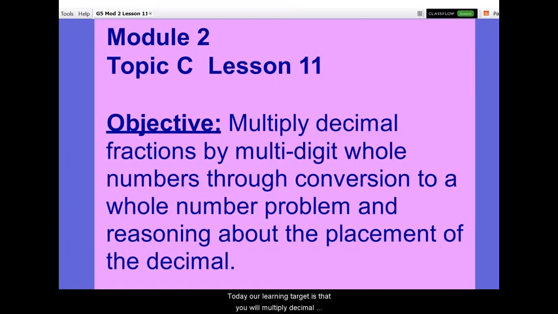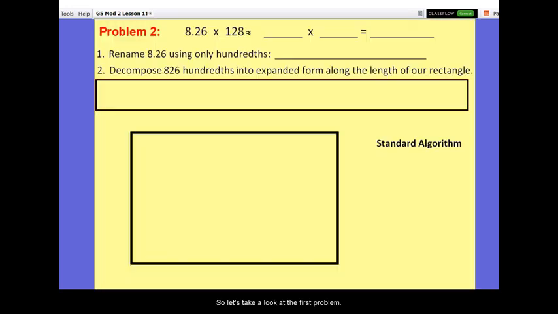Okay, our learning target today is that you will multiply decimal fractions by multi-digit whole numbers through the conversion to a whole number problem and reasoning about the placement of the decimal. So basically what that means is we're going to be multiplying a decimal times a whole number, and we're going to take the decimal and make it into a whole number so that we're multiplying two whole numbers, but then we need to be able to reason about where our decimal belongs. So let's take a look at a problem.